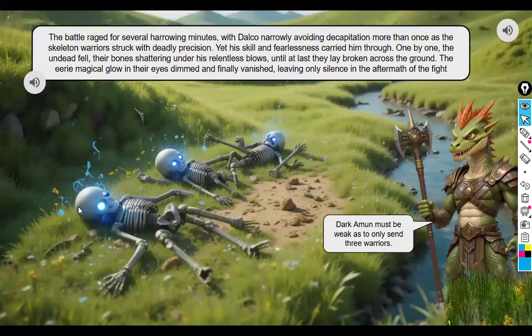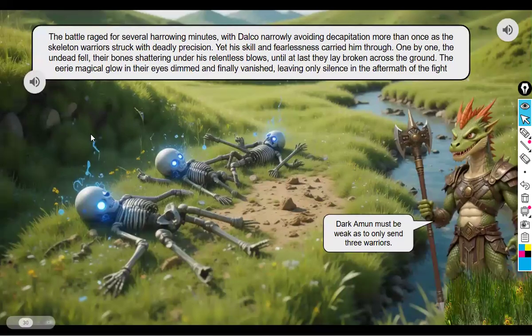The battle raged for several harrowing minutes, with Dalco narrowly avoiding decapitation more than once as the skeleton warriors struck with deadly precision. Yet his skill and fearlessness carried him through. One by one, the undead fell, their bones shattering under his relentless blows, until at last they lay broken across the ground. The eerie magical glow in their eyes dimmed and finally vanished, leaving only silence in the aftermath of the fight.